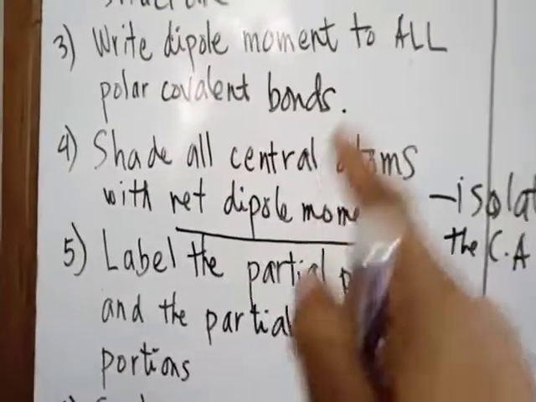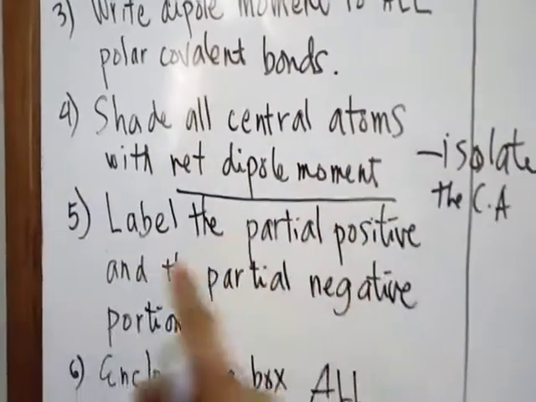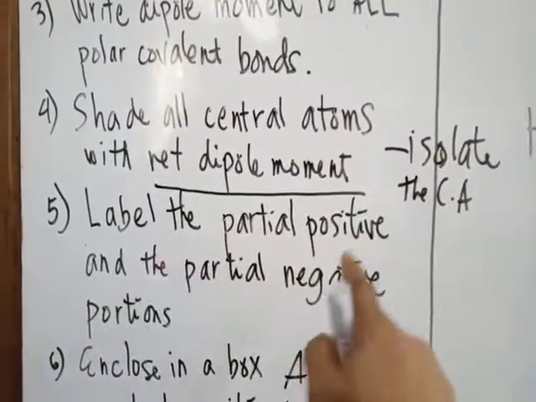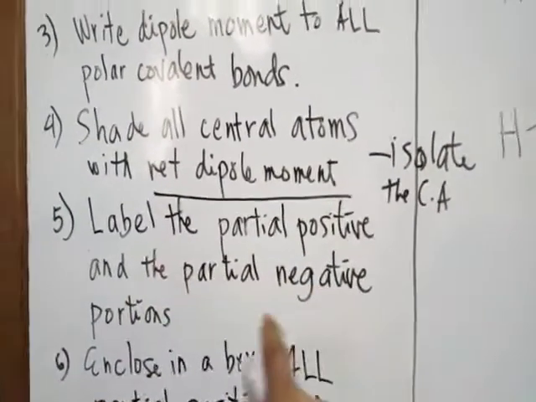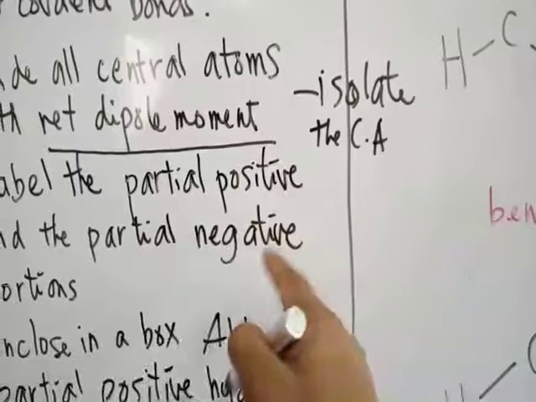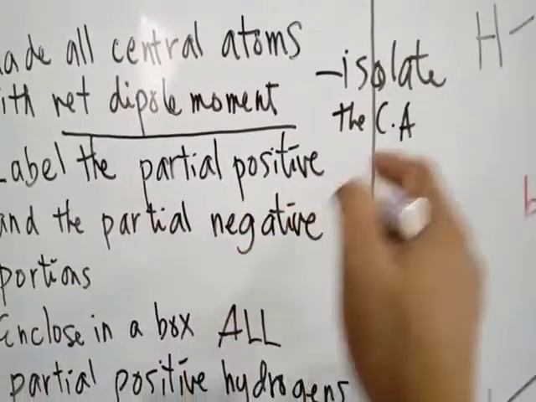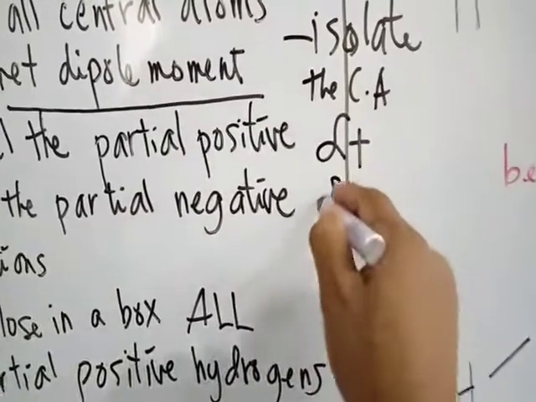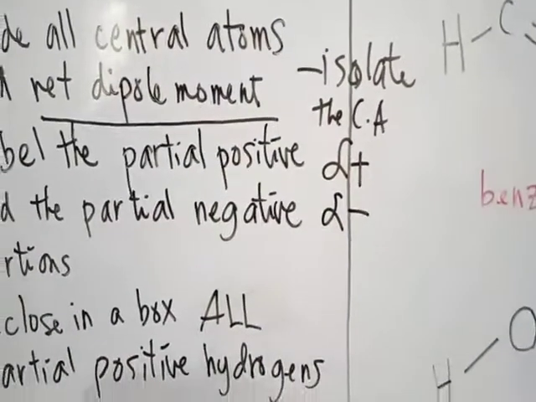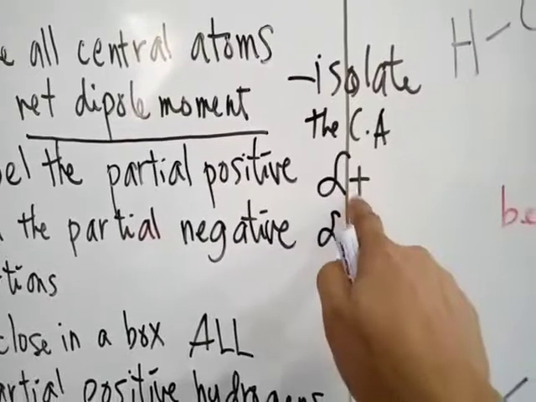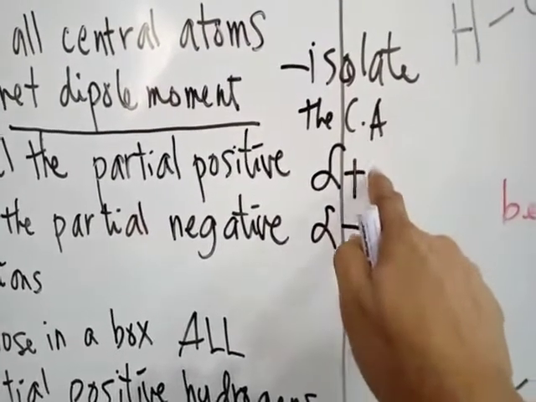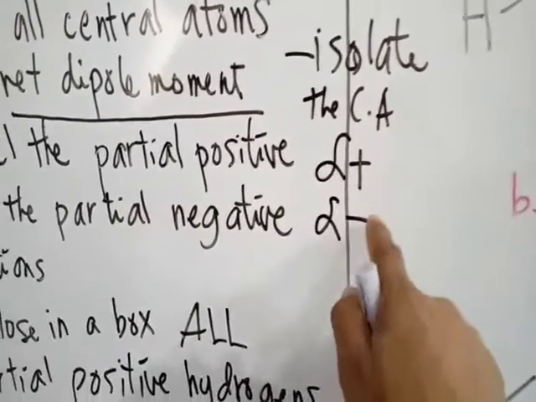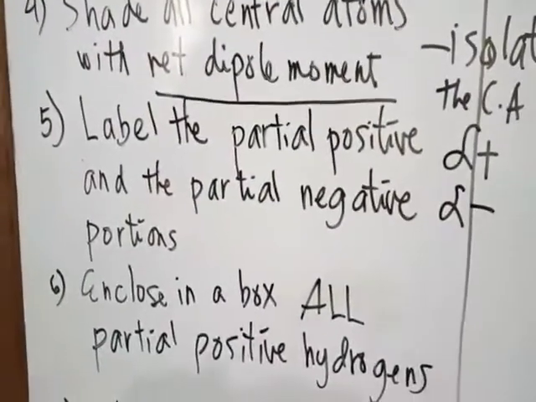Then after shading all the central atoms with net dipole moment, number 5, you label all the partial positive and the partial negative portions. So you know the symbol for partial positive, right? This is the symbol for partial positive, and this one is the symbol for partial negative. Partial positive portion is a portion where electron clouds are depleted. Partial negative portions are portions where electron clouds are concentrated. So that's for number 5.